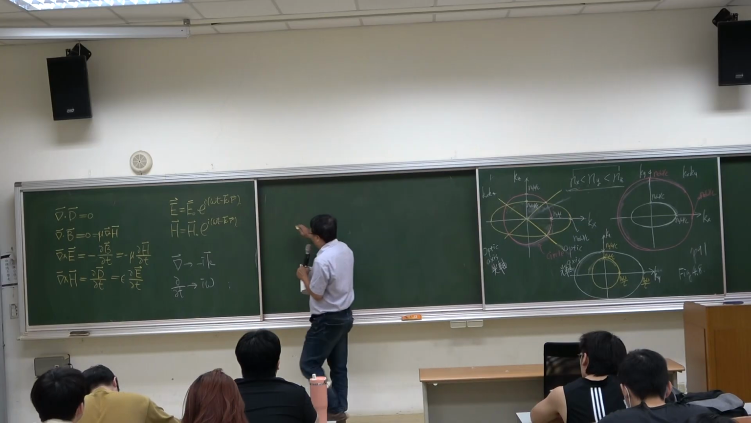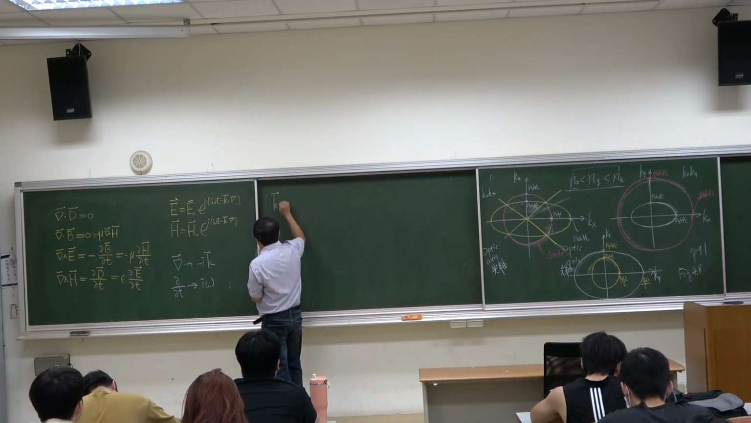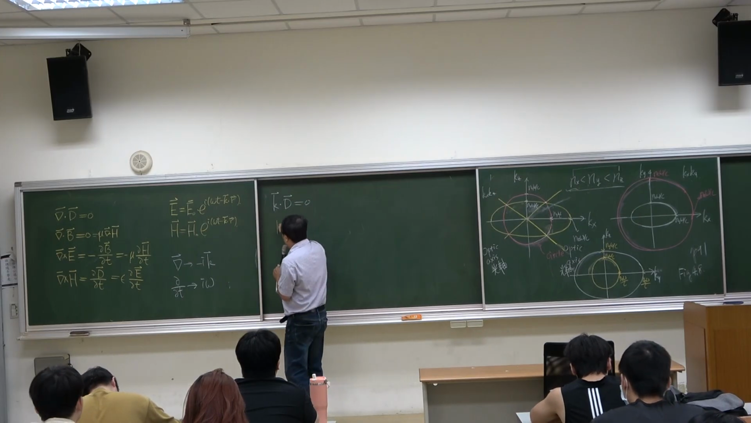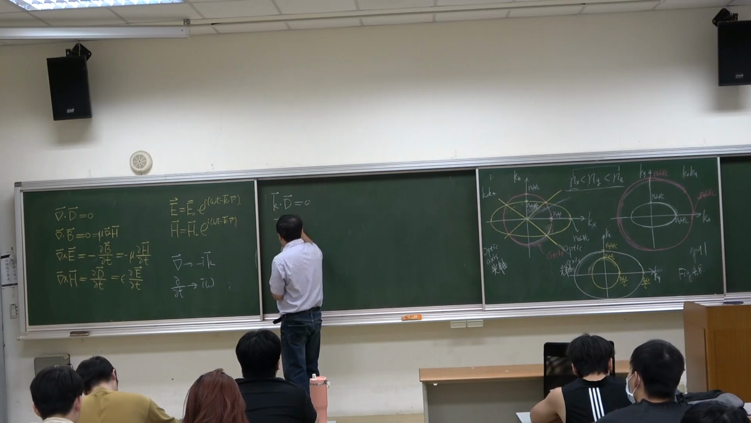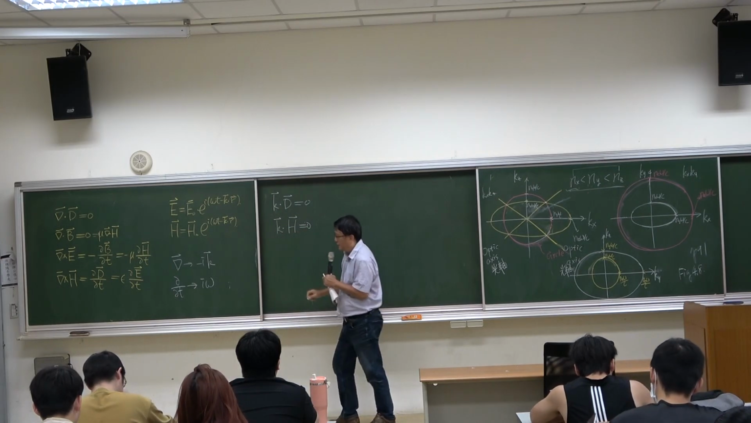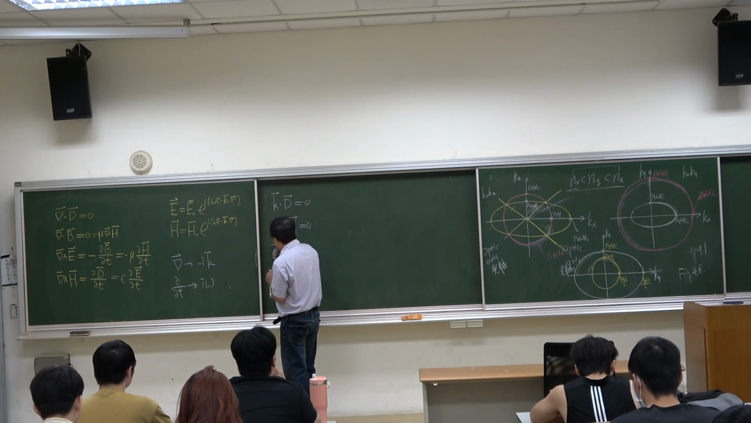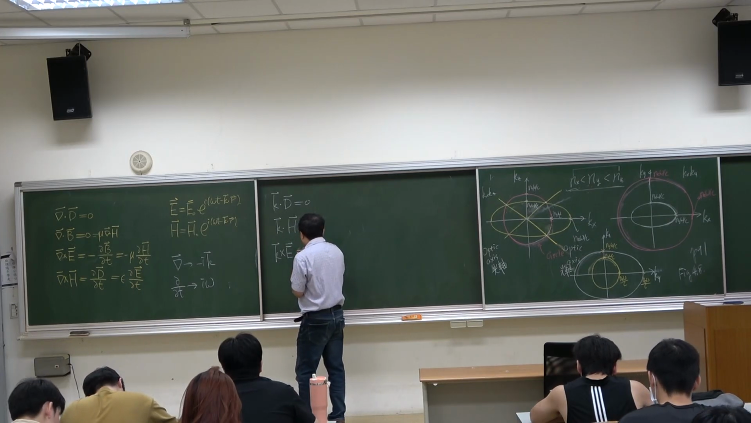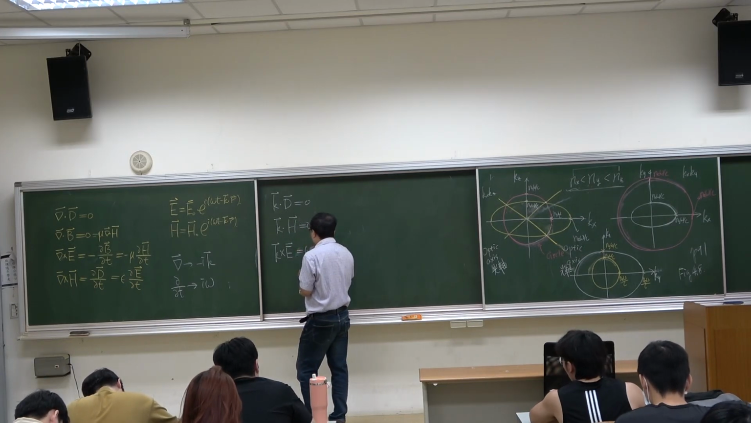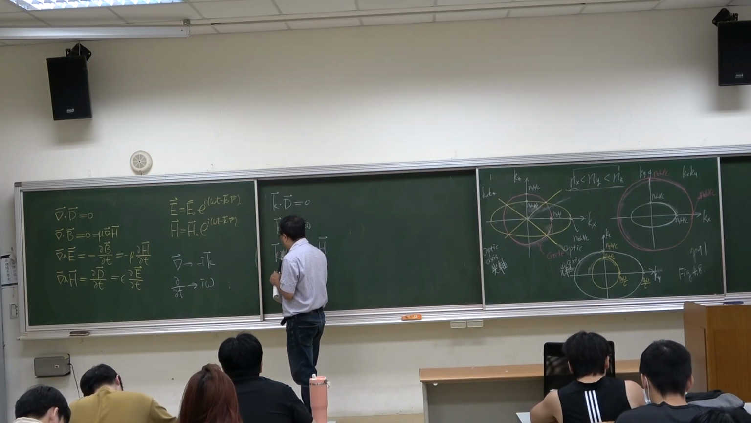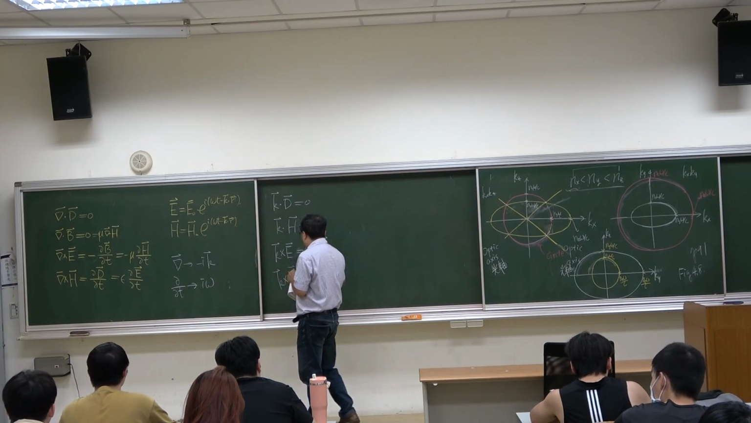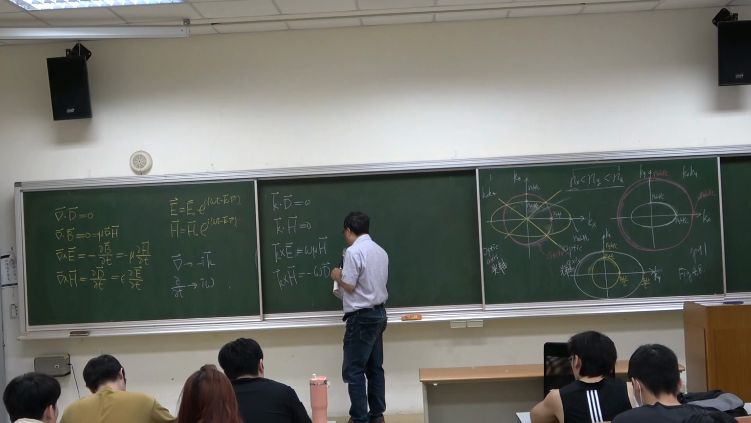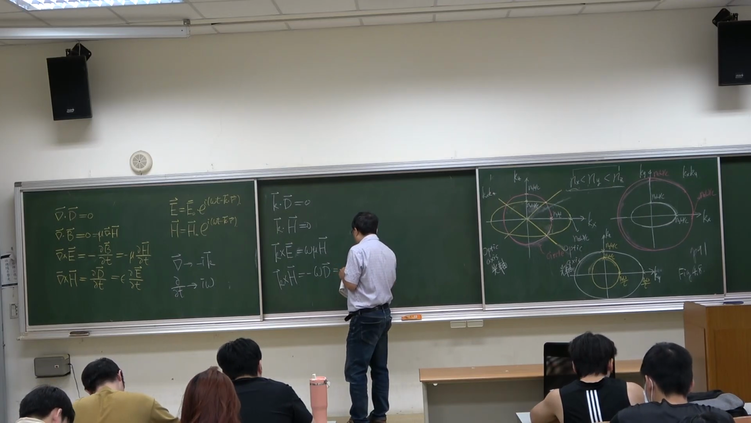So the first equation tells us that D is orthogonal to k. The second equation tells us k is orthogonal to H. And the third equation tells us that k cross E is equal to omega mu H. And the final equation tells us k cross H is minus omega D, which is minus omega epsilon E.